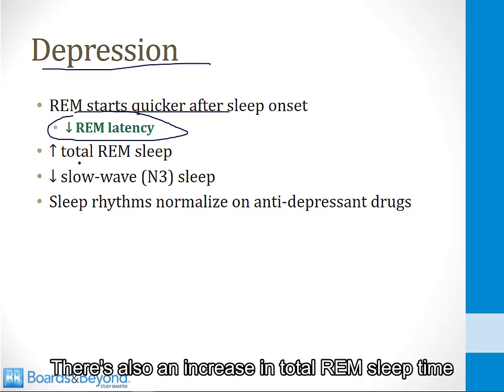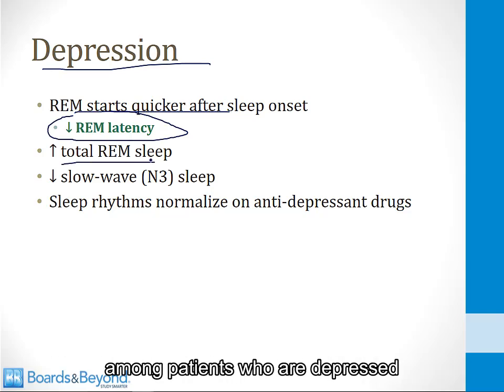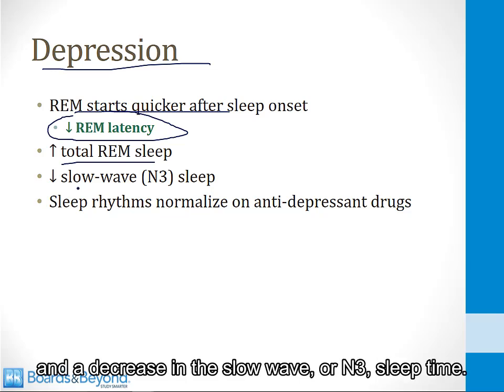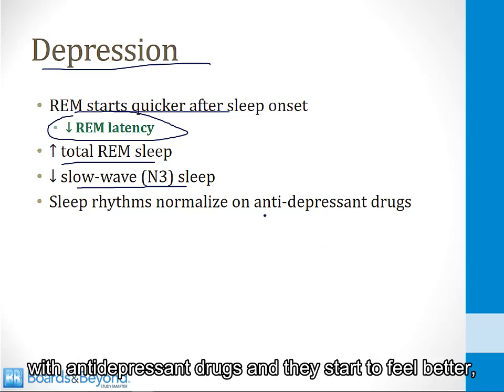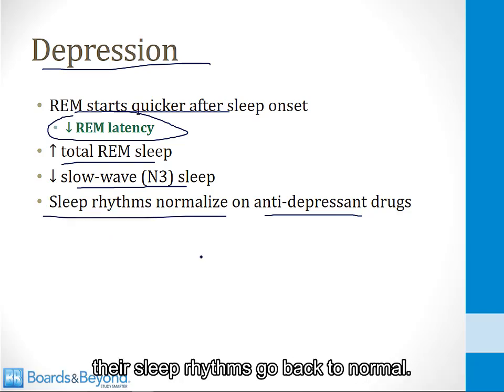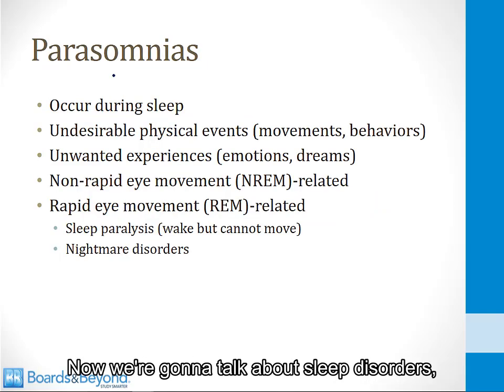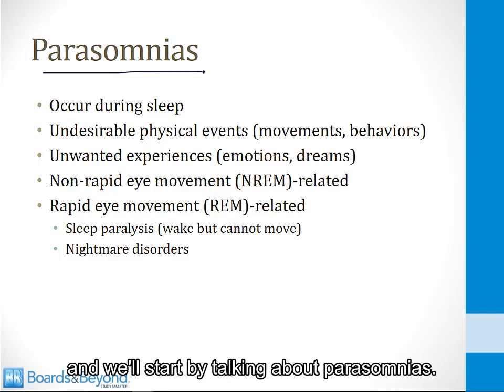There's also an increase in total REM sleep time among patients who are depressed and a decrease in the slow wave or N3 sleep time. And interestingly, if these patients are treated with antidepressant drugs and they start to feel better, their sleep rhythms go back to normal. Now we're going to talk about sleep disorders, and we'll start by talking about parasomnias.